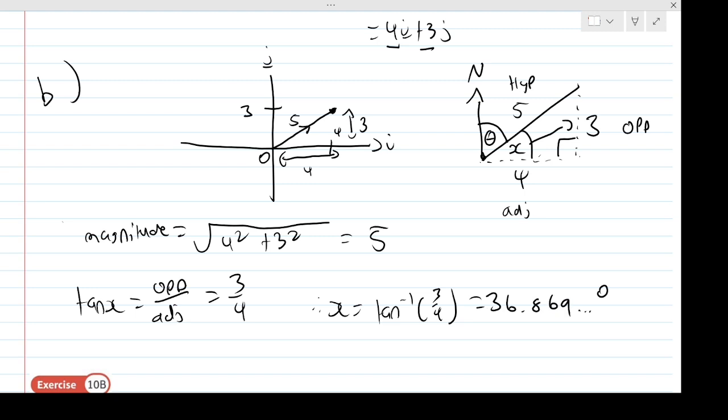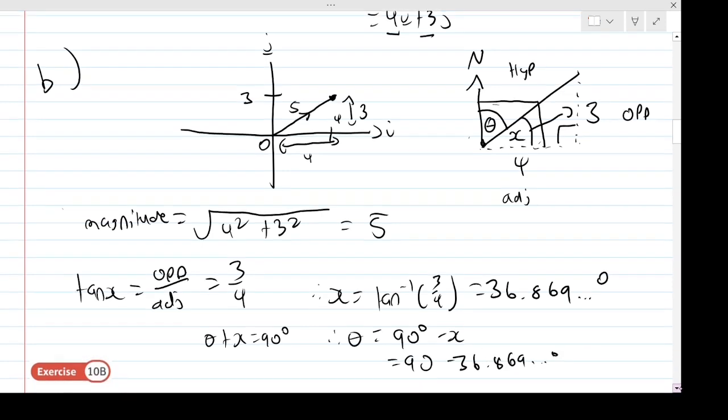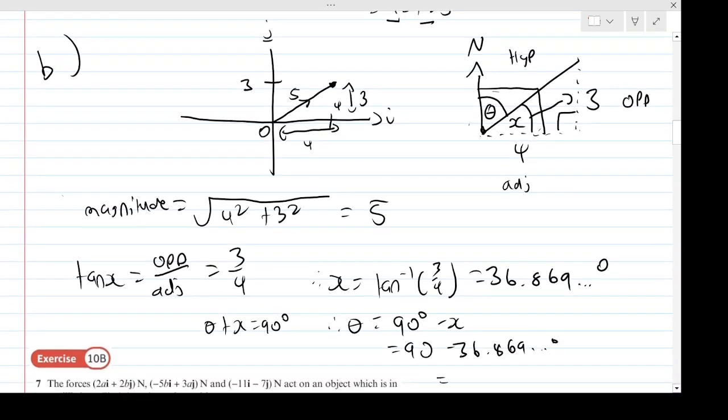Okay, that's x. Now to work out theta, the bearing, well actually the whole bearing, hopefully you can spot theta and x. So from the north line it's just one right angle of 90 degrees, right? So that means theta and x has to equal 90. So therefore theta is going to be 90 take away x, which would be 90 take away this 36.869. And then if we work that out, we get 53.13 degrees to 2 decimal places.